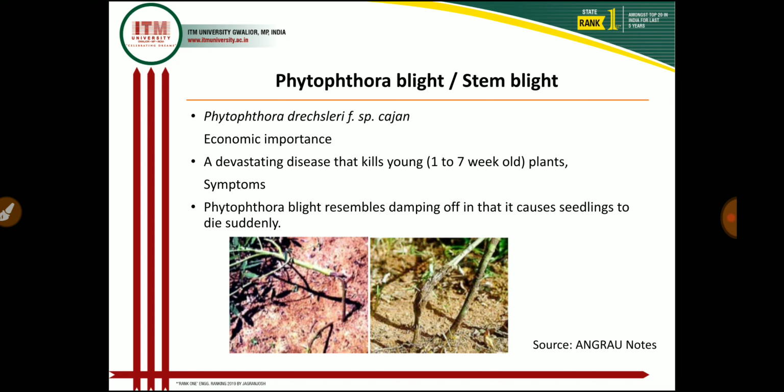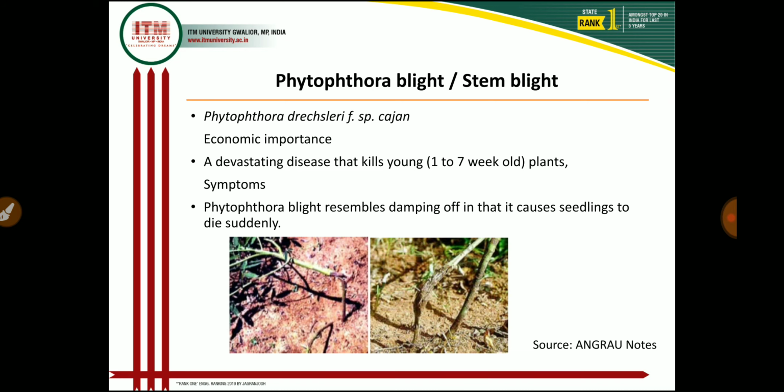Then the first disease is Phytophthora blight. This disease we also call stem blight, and it is caused by Phytophthora drechsleri f. sp. cajani. Phytophthora is a most important pathogen, causing a large number of diseases in a number of plants, and because Phytophthora is a partially obligate parasite, it is difficult to control the disease.